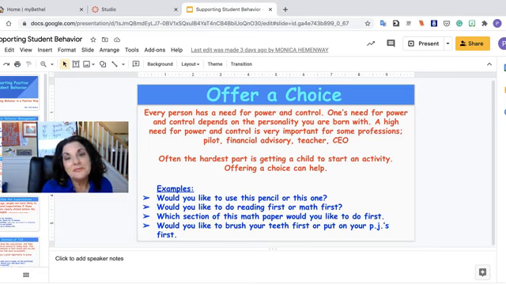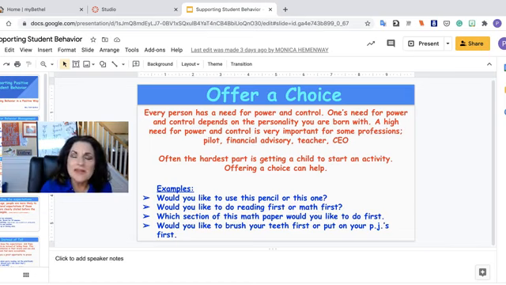So it's not a bad thing, but how do we deal with a 7-year-old who maybe has a high need for power and control and gives me a little bit of a struggle when I'm ready to start an activity? Well, the hardest part is getting started. So we can offer a choice, and that can make a big difference.